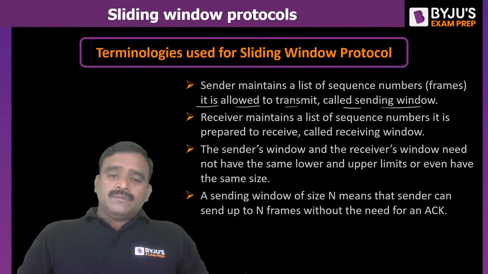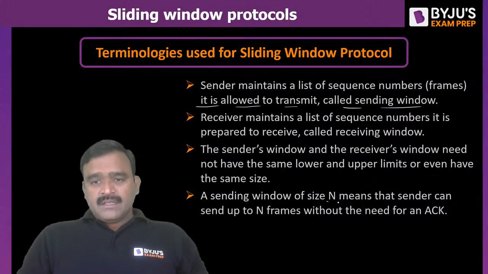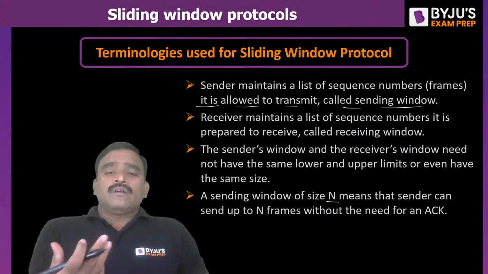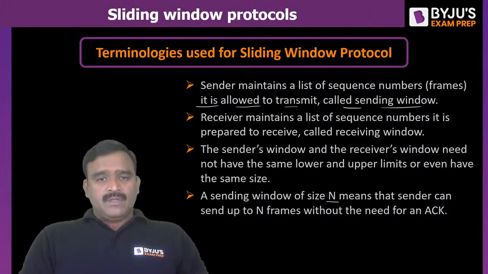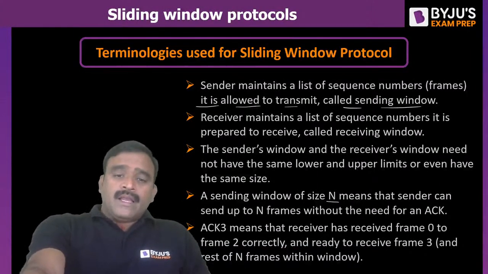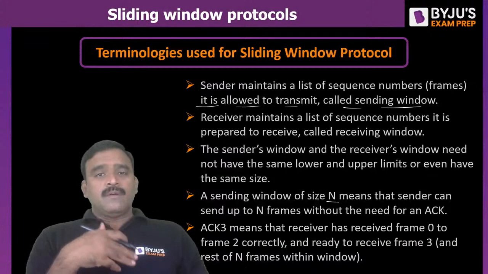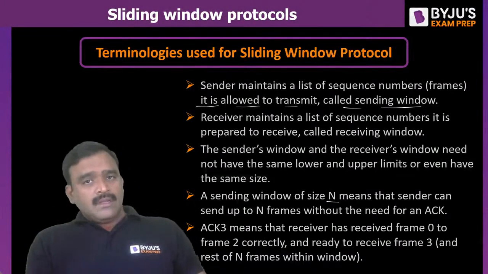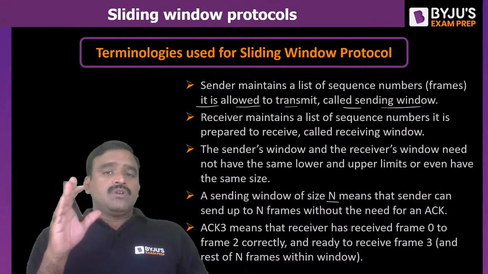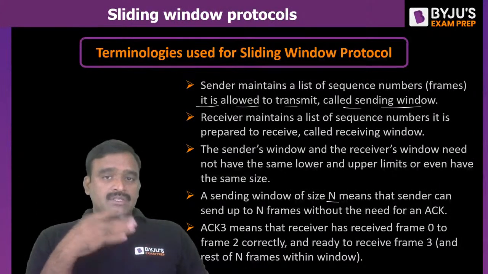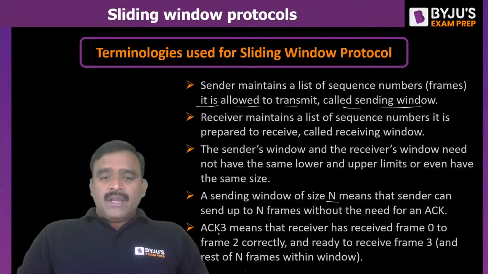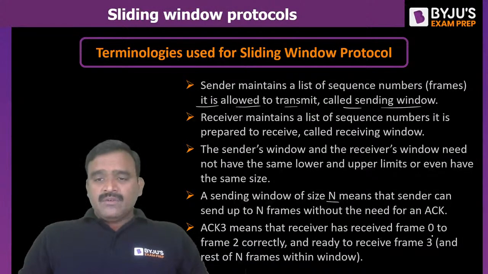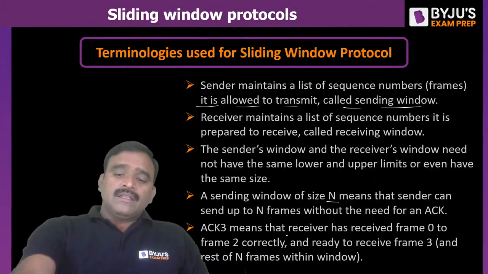Coming to a sending window of size n, that means the sender can send all n frames without waiting for acknowledgement. Whatever is available in the sender window can all be sent without waiting for acknowledgement. And ACK 3 means it is a cumulative acknowledgement, so up to frame 2 correctly arrived. Say for example I sent frames 0, 1, 2. ACK 3 means 0, 1, 2 are safe. That is what cumulative acknowledgement is. ACK 3 means that the receiver has received frame 0 to frame 2 correctly and is ready to receive frame 3. That is the criteria.